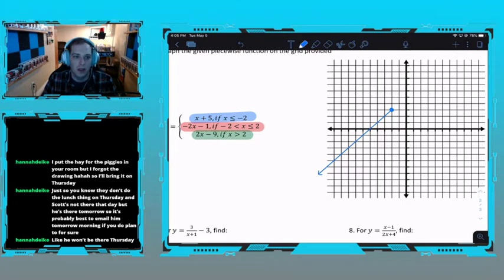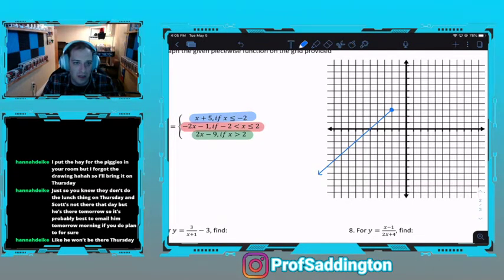So this is my recommendation when you guys are drawing them out because it makes it a lot easier. You already have the line drawn. Now erase the part that doesn't matter.